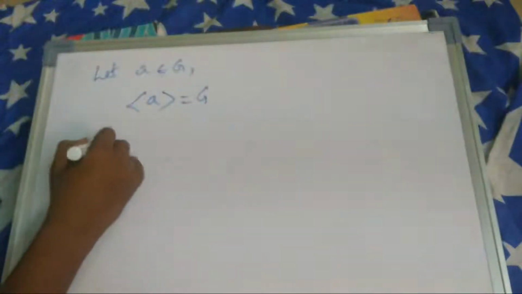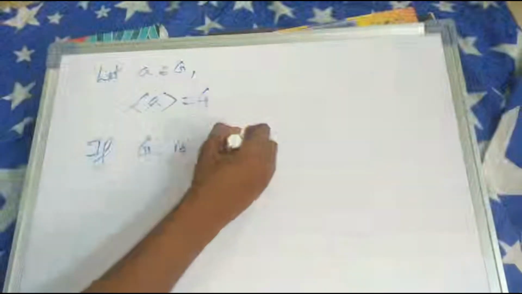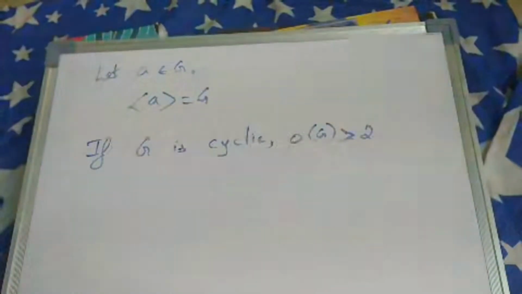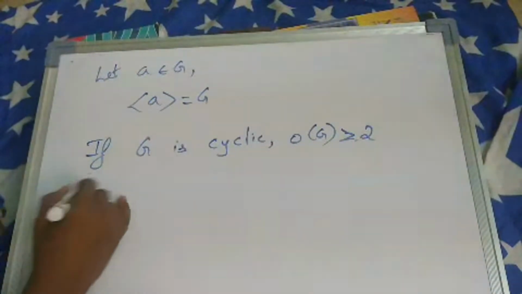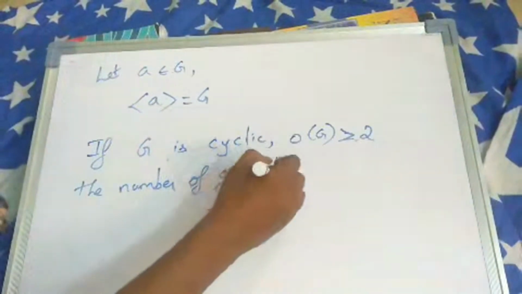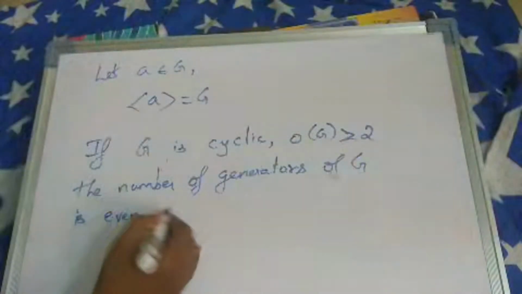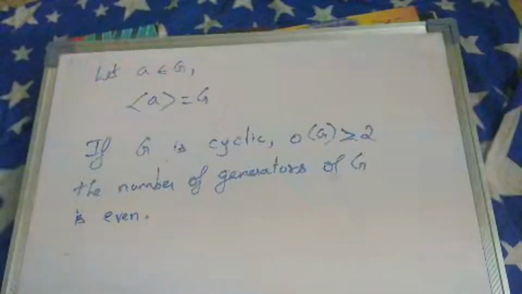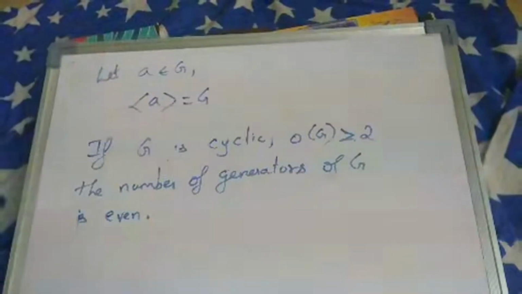If G is cyclic, where the order of G is greater than 2, then the number of generators of G is even. The number of generators of G is even. So whenever the group has order greater than 2 and is cyclic, then the number of generators of G is even. So I will just give one more example and then I will wind up.